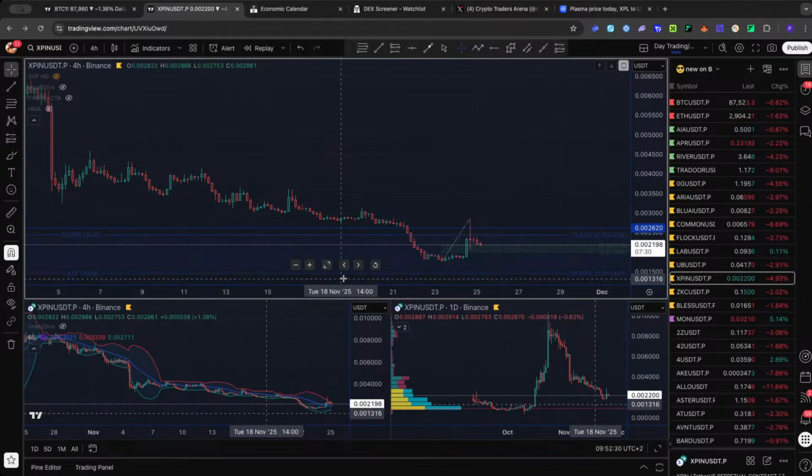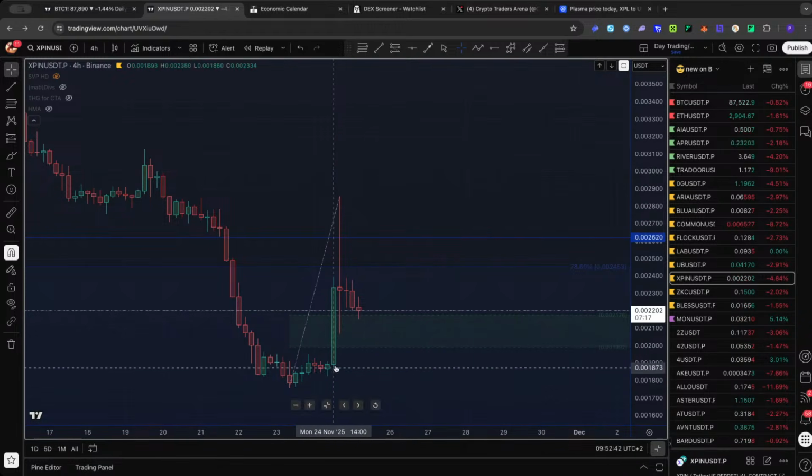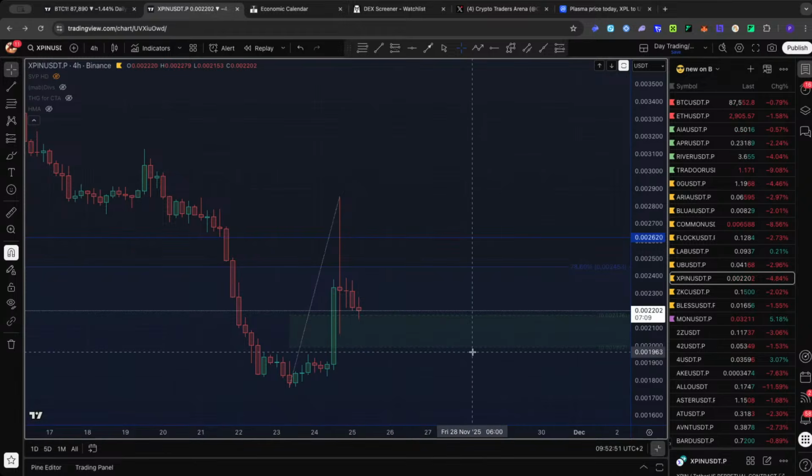4-hour W on Xpin. Really nice one. Look at it. But it was without retest. We had the, let's say, inverse head and shoulders, shoulder, head, shoulder, breakout and pump all the way up without retest. Well, if it pumped without retesting, without giving me a second chance, okay, I'll wait patiently here. And when I see W's again, I'll pull the trigger. Simple as that.